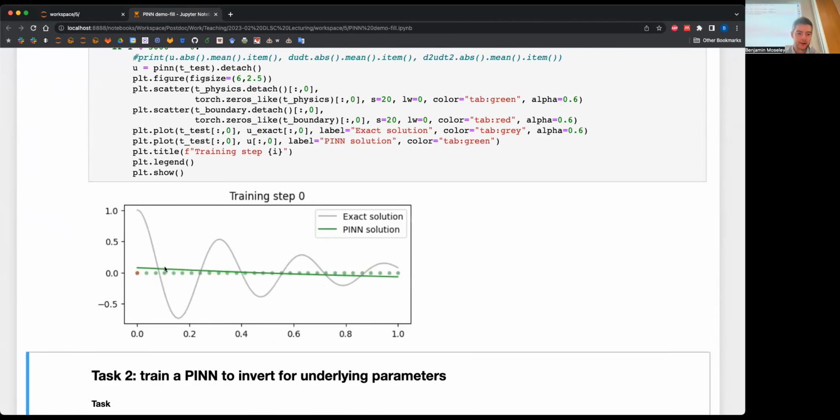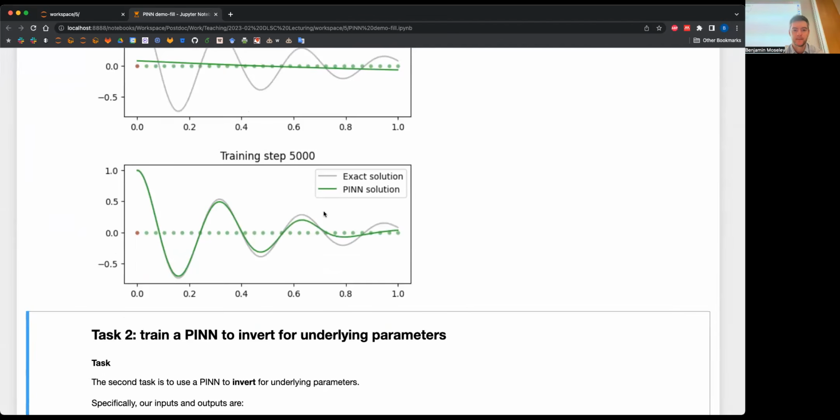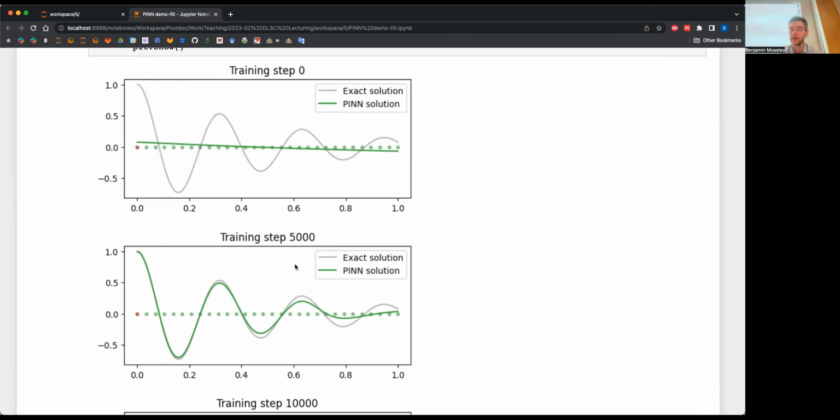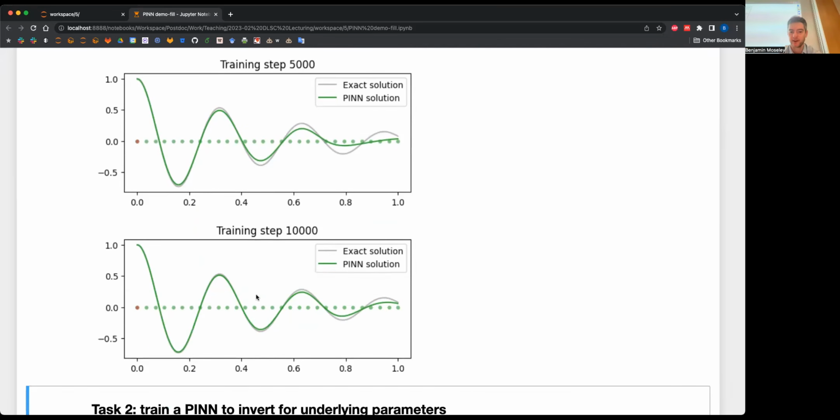So what I'm plotting here is the collocation points, the green points. The red point is just the boundary point that I'm training with, and then the green line is the neural network solution as a function of the training step, and then we've got the exact solution to compare to. And so, yeah, you can see it's just training. It's taking a little while, but not too long, maybe 30 seconds or so, and is eventually getting to the solution.